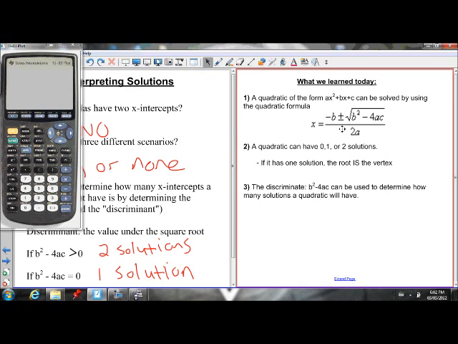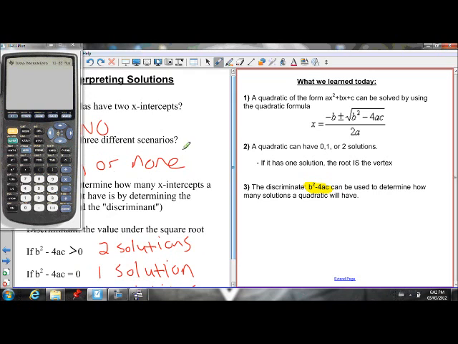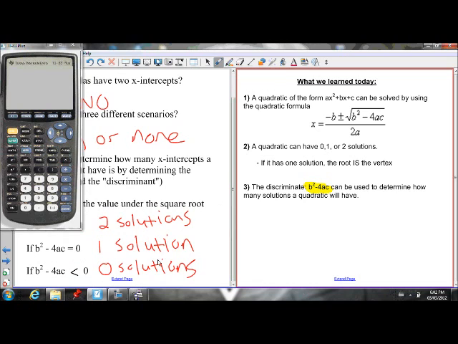This is what we learned. We learned how to use the quadratic formula. We learned it can have 0, 1, or 2 solutions. If it has one solution, that root is the vertex. Just by looking at the quadratic in standard form, you can tell how many solutions it's going to have if you look at the discriminant. If you do b squared minus 4ac, you can tell how many roots it'll have. If b squared minus 4ac is positive, you get 2. If it equals 0, you get 1. And if it's negative, you get no solutions, because you can't take the square root of a negative number. The b squared minus 4ac is what is under the square root sign right here. And that's it.